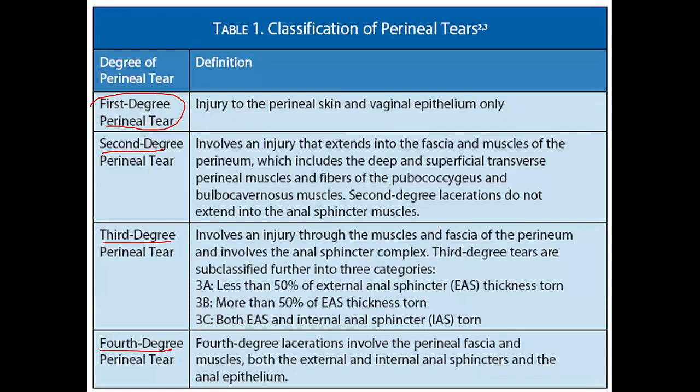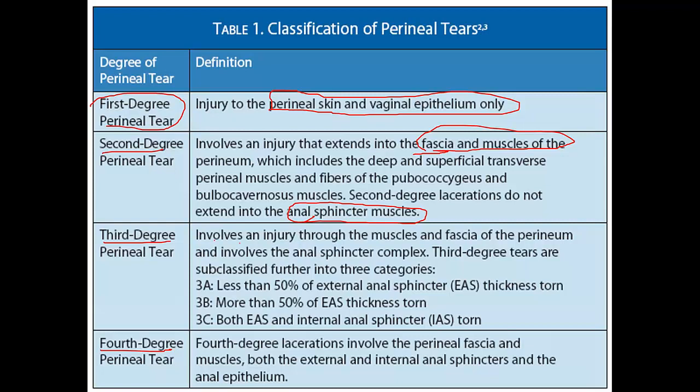So what is the difference between these 4 types of perineal tear? The first degree means there is injury of the skin or vaginal epithelium only, maybe skin laceration or injury of vaginal epithelium. Second degree perineal tear involves injury of the fascia and muscle of the perineum, and does not include the anal sphincter. So here, this is the difference between second degree and third degree.